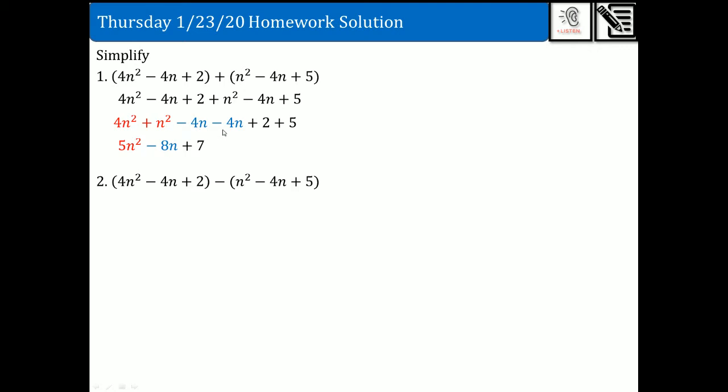Good. Negative 4 minus 4 is negative 8. Let me just show you because a lot of people freak out. Minus 4 minus 4 equals minus 8. Put it in your calculator. But please understand there's an n here because this is n to the first power, so keep those there. 2 plus 5 is 7. Good, there you go.